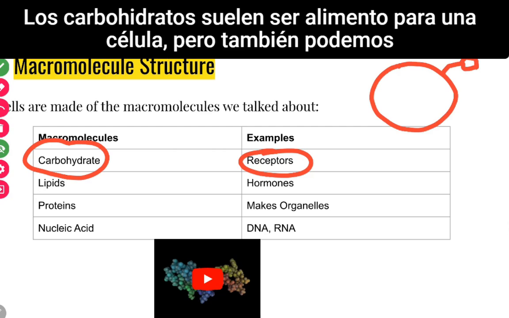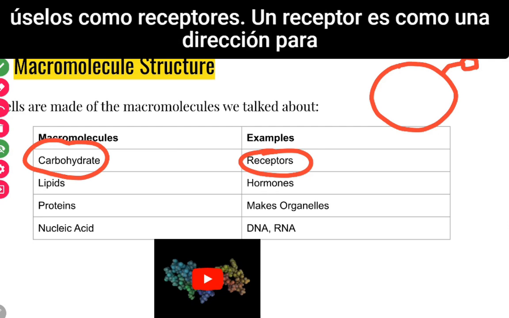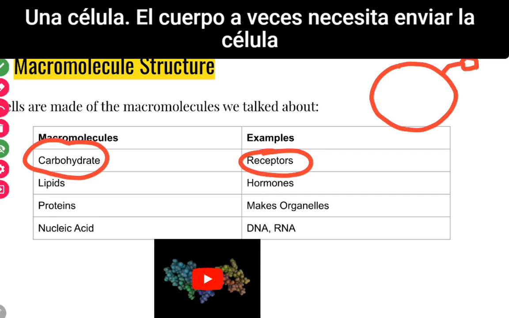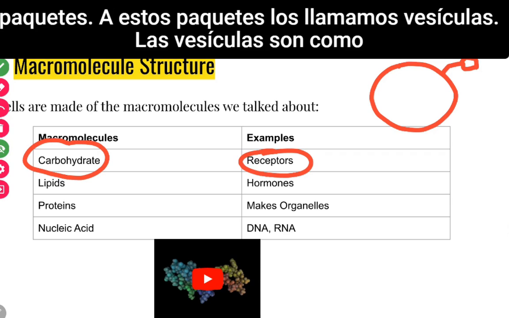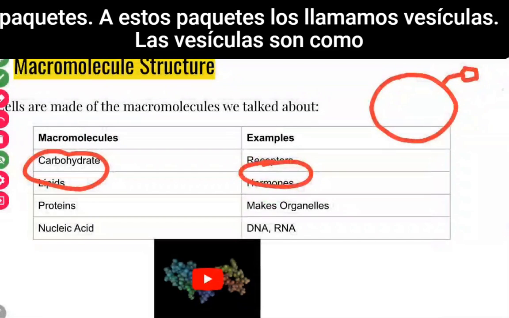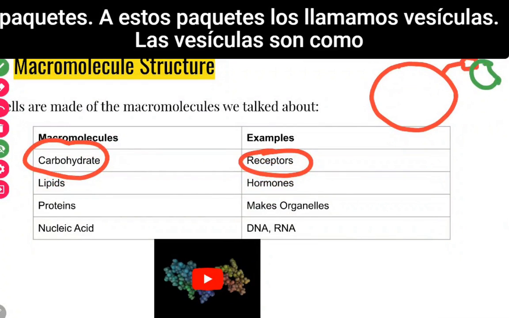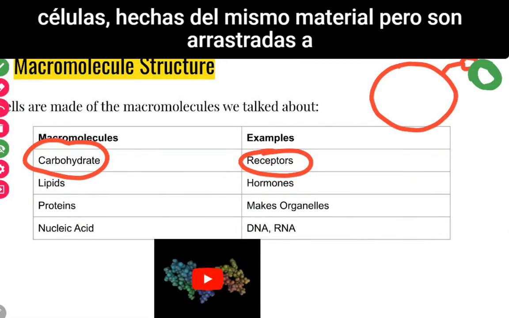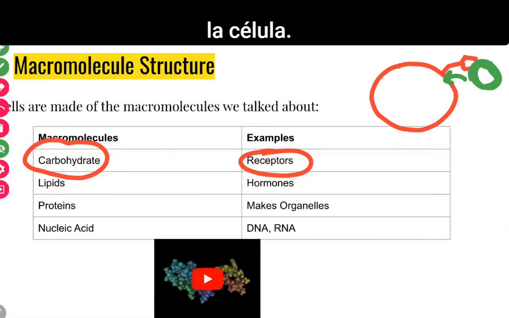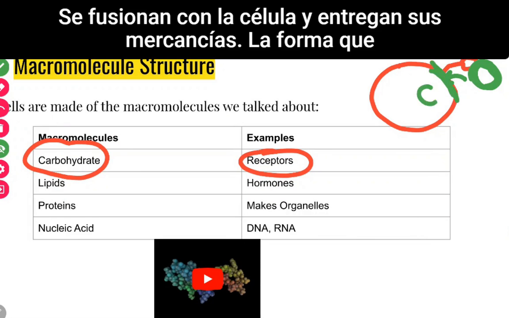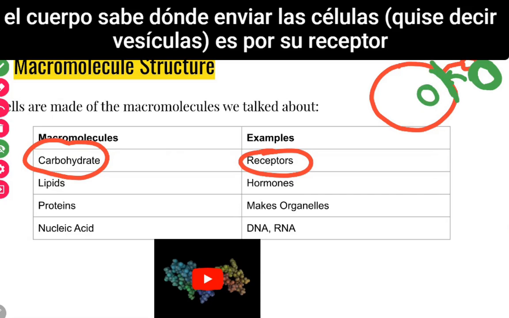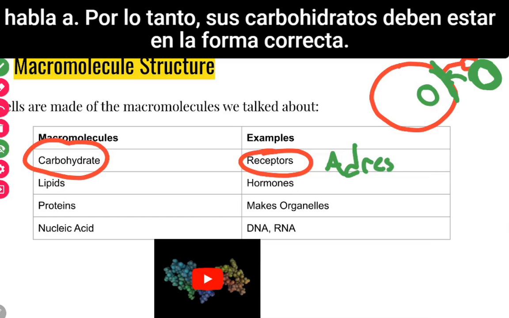Carbohydrates are usually food for a cell, but we can also use them for receptors. A receptor is like an address for a cell. The body sometimes needs to send the cell packages. We call these packages vesicles. Vesicles are like cells, made of the same material, but they are dragged into the cell. They fuse with the cell and deliver their goods. The way that the body knows where to send cells is by their receptor address.